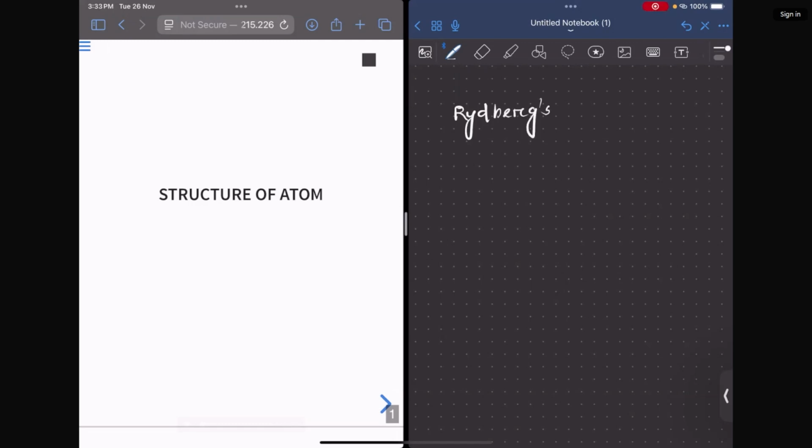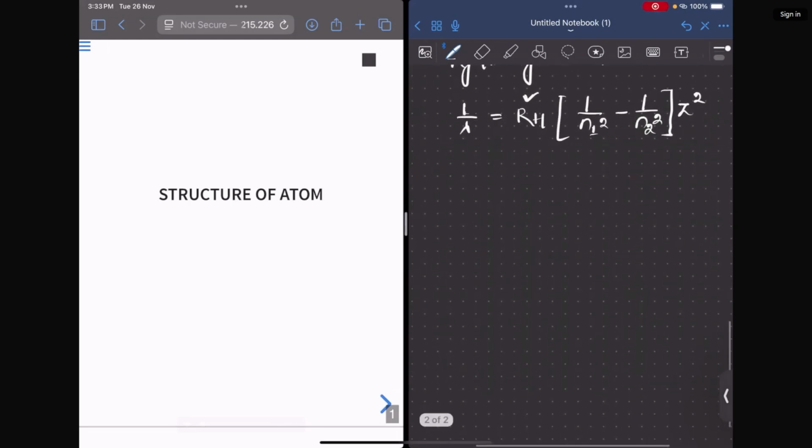The formula using the Rydberg constant is: 1 by lambda equals RH, the Rydberg constant, into 1 by n1 square minus 1 by n2 square, where n1 and n2 are the principal quantum numbers, and this is multiplied by z square. So this is one formula.